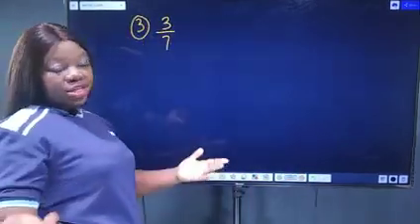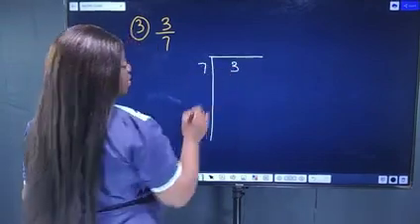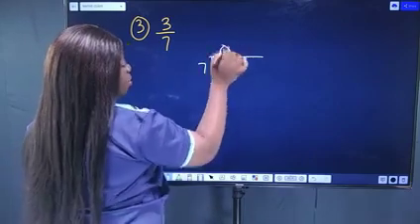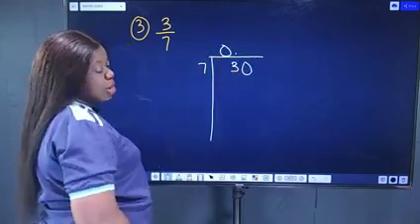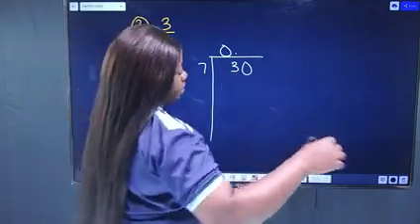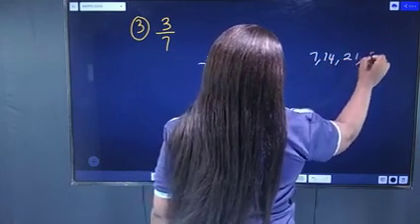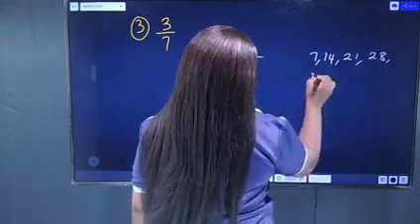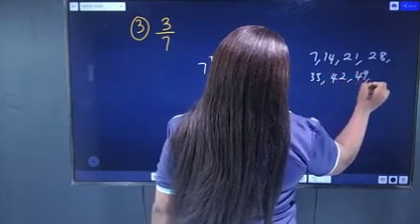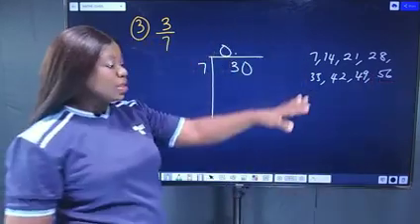3 over 7. Let's change it to decimal number. You still use the same process. 3 in, 7 out. Now 3 divided by 7 is impossible. We have 0 points, add 0 to this number. So you have 30. Now 30 divided by 7, we are going to skip count. That's 7, 14, 21, 28, 35, 42, 49, plus 7, that will be 56. We have skip counted. Let's stop there.